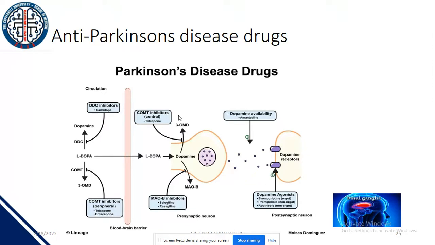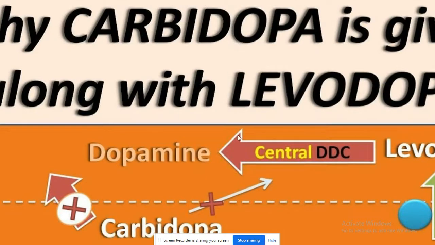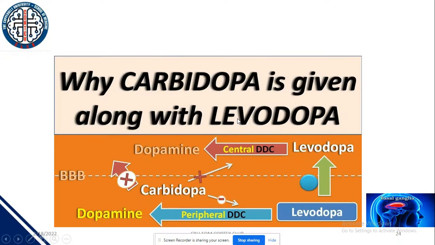So we have monoamine B inhibitors, which are, if you are to zoom in, help me zoom in, Doc. Especially where there is the monoamine B inhibitors. Sorry, give me a second. All right.